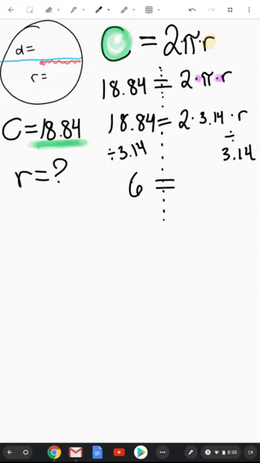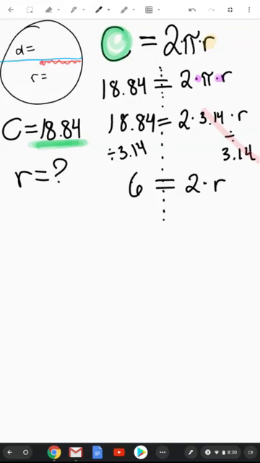When I divided by 3.14 on this side, that means that I got rid of or canceled out the times 3.14. So the only things that are coming down are the 2 times the r. Everyone doing okay so far? We're good. We just canceled out times 3.14 by doing divide by 3.14.